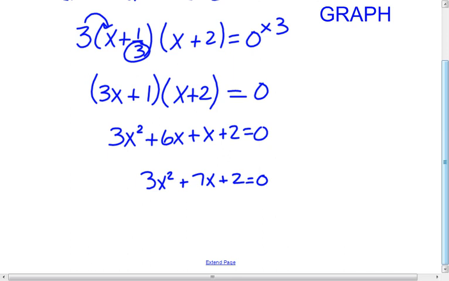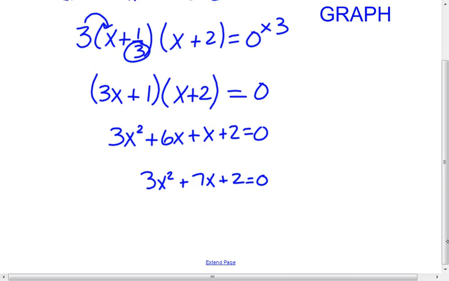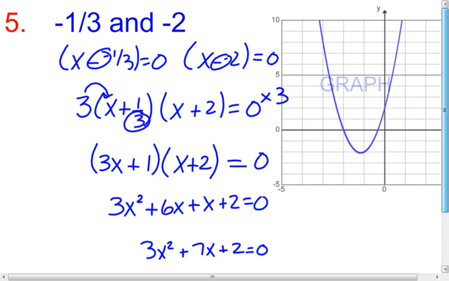Okay, now, I know that I have two real roots. They're negative 1/3 and negative 2, so I know it's a parabola that crosses the x-axis in those two spots. I know it opens up because my a is positive. I know it's going to be a skinnier parabola because I've got that 3 in front of there. And this is what it would look like.